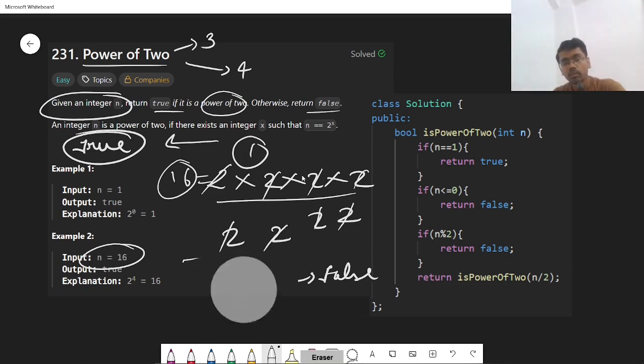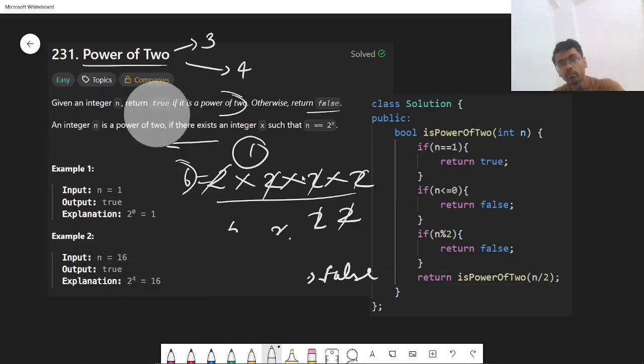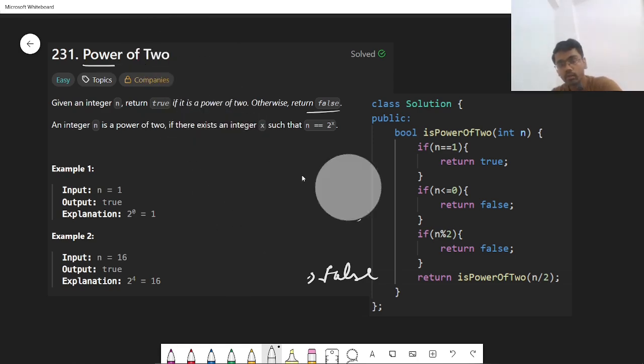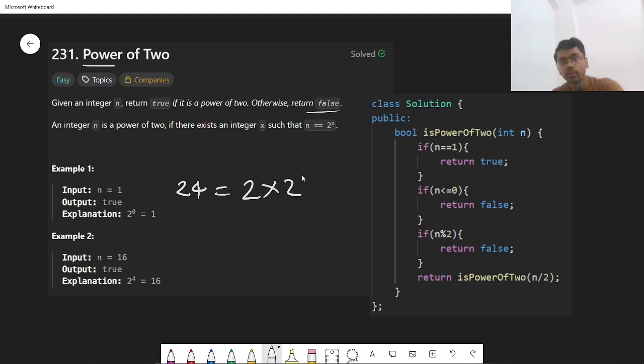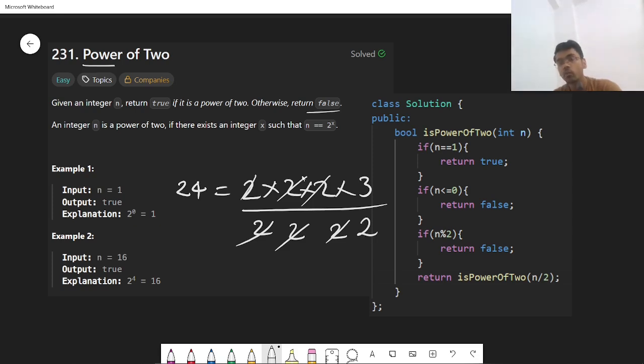Now what can be the other scenario where you need to return false because it is not a power of 2? Let us take this particular example where n is given to us as 24. Again let us write it in simpler terms. It will look something like this: 2 cross 2 cross 2 cross 3. First time you divide by 2, this 2 will get cancelled. Second time you divide by 2, this 2 will get cancelled. Third time you divide, this 2 will get cancelled. Now the fourth time you divide, you get 3 by 2.